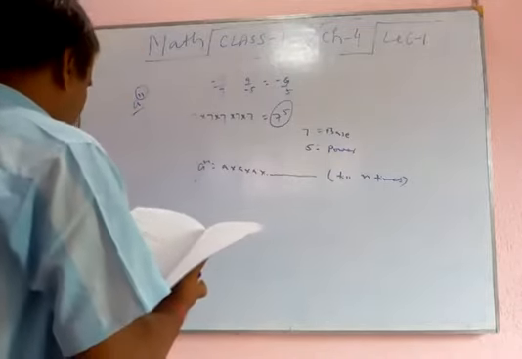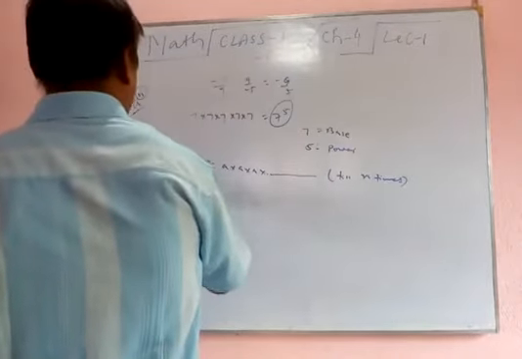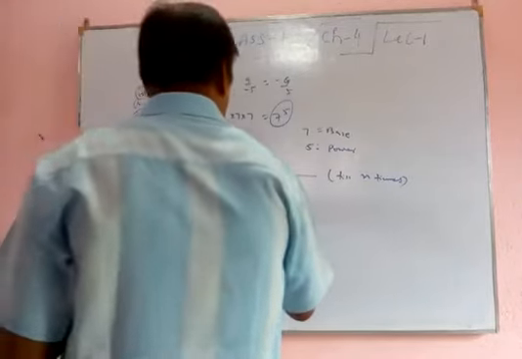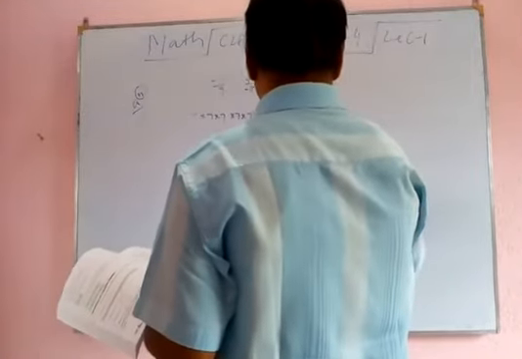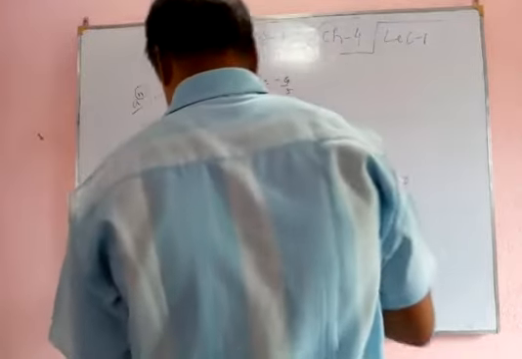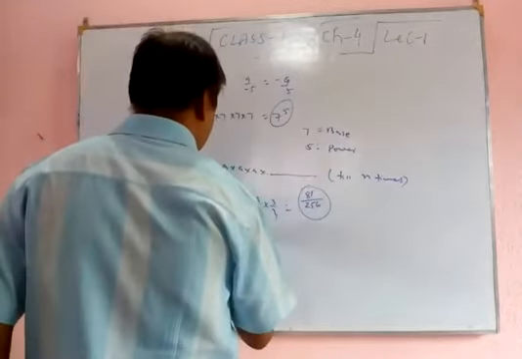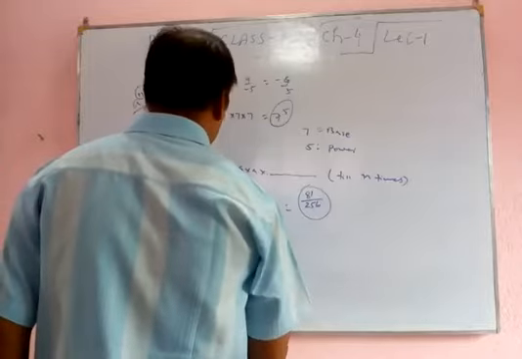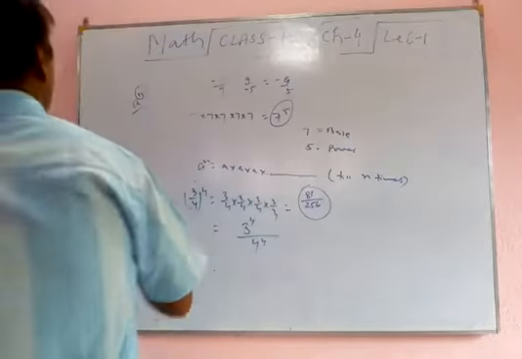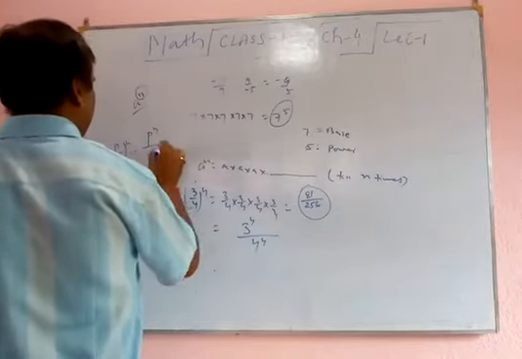Next page. For the rational number (3/4) to the power 4, that means 3/4 into 3/4 into 3/4 into 3/4. That is 81/256. And we can write here also, 3 to the power 4 by 4 to the power 4. For any power, hence a rational number (p/q) to the power n is equal to p to the power n by q to the power n.